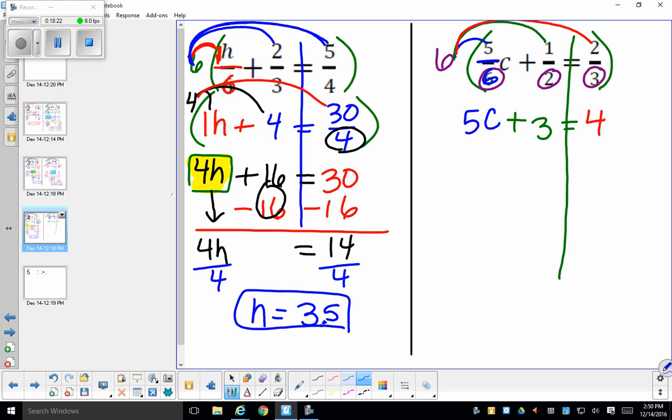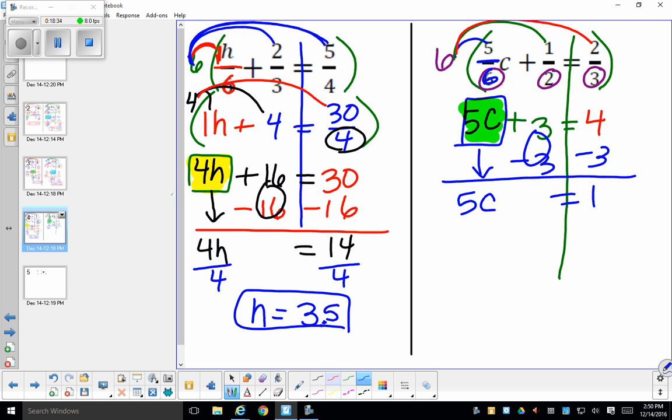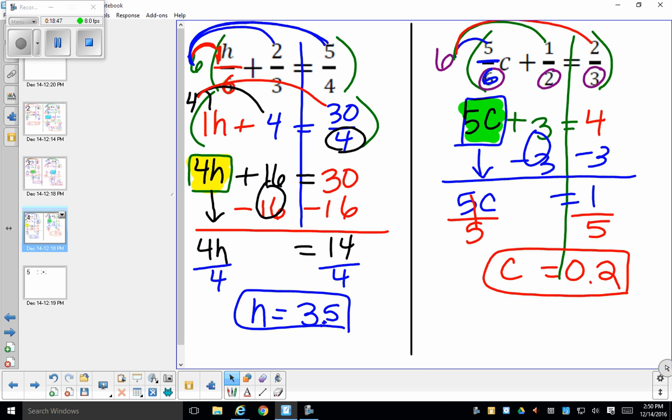Hand method kicks in. I take my hand, cover the variable and anything attached. I'm going to subtract 3, copy, paste. If I haven't used it, I drag it down. So we get 5c equals 1. Solving for c, I'm going to divide by 5, copy, paste. And we get c equals 0.2. Again, if that was too fast, go ahead and pause the video at any time.